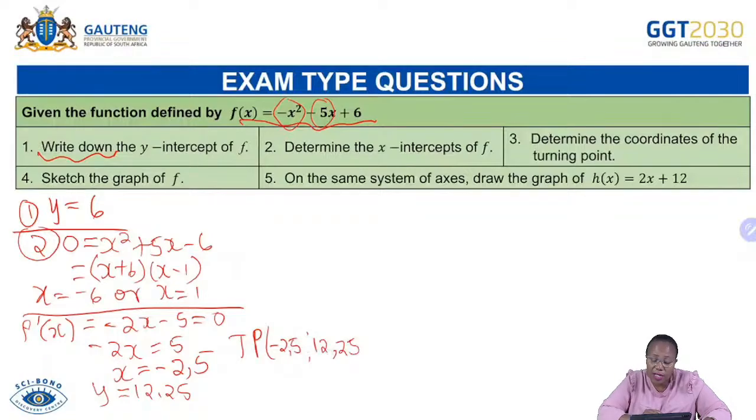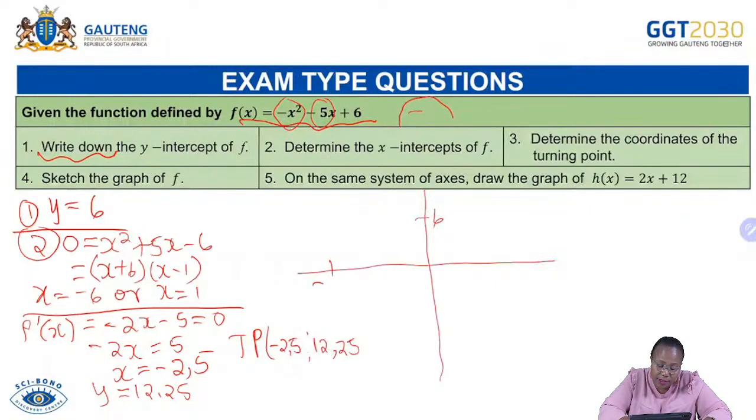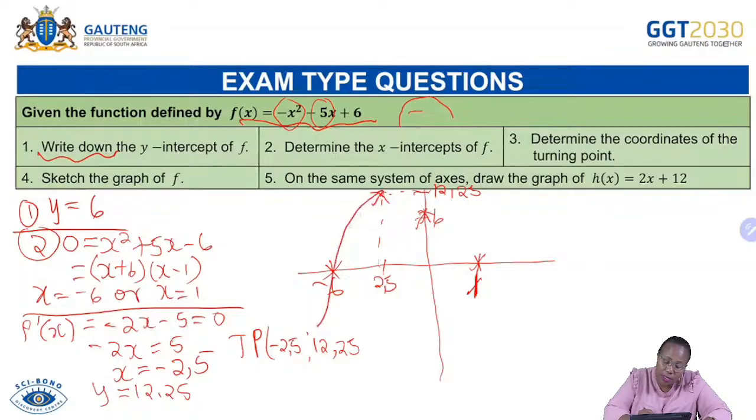And then now let's sketch the graph of that parabola. If you look at this, this is concave down, it's a negative parabola. And then y is equal to 6, and the x-intercepts are minus 6 and 1. And then the y-intercept is 6 there. Turning point is minus 2,5, coordinating with the 12,25. They are sharing. So this is the maximum turning point, turning like that, cutting there, and so forth.